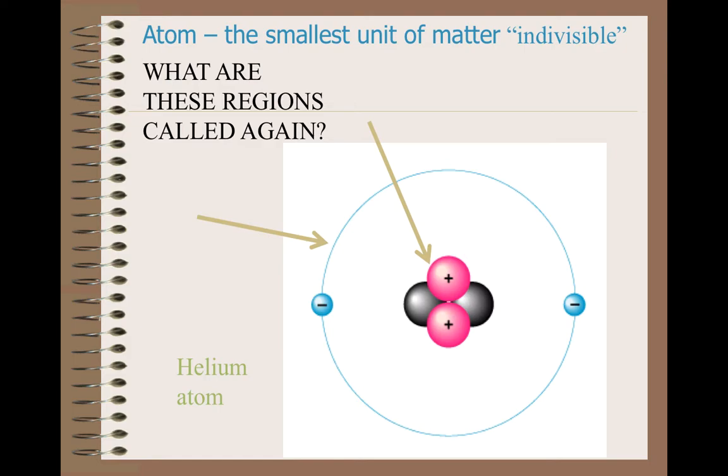Now this ring, we call an electron cloud, we call it an orbital, we call it a shell. All three of those things mean the same thing. So if you see any of those, it's talking about this ring where the electrons are orbiting. Electrons orbit around the nucleus just like the planets orbit the sun, so just think of it like that.